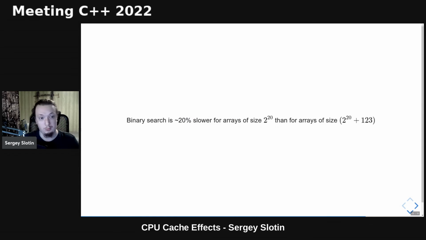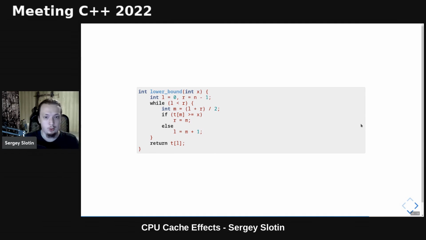Also, binary search is 20% slower for arrays of size 2 to the 12th than for arrays of size 2 to the 12th plus 123. This is slightly more complicated. When the array size is a multiple of a large power of 2, then the indices of the quarter elements, the ones we likely request on the first dozen or so iterations, will also be divisible by some large power of 2 and map to the same cache lines, kicking each other out and causing a 20% performance decrease.